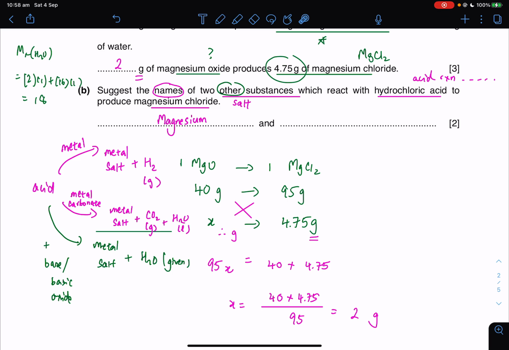Carbon dioxide gas, you test it by bubbling through lime water, and the lime water will turn milky or cloudy. So two other substances: one of which will be metal, and the other one will be metal carbonate. The metal carbonate itself, the name is called magnesium carbonate, because I want to get magnesium chloride. Okay, so that's it really for this question.